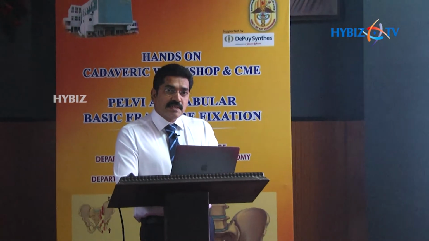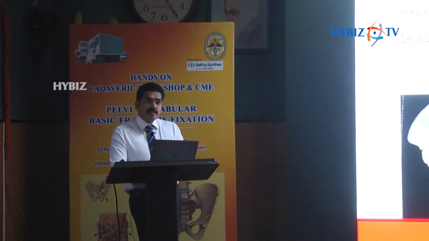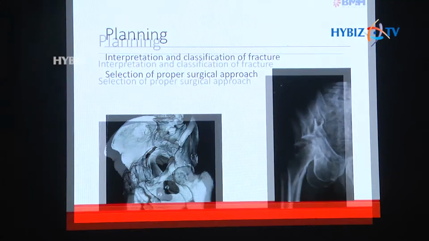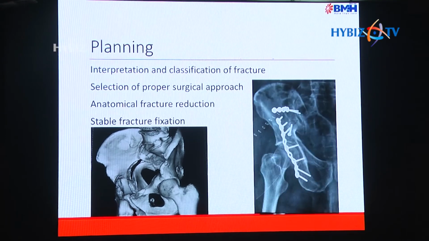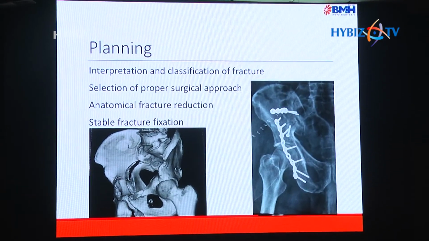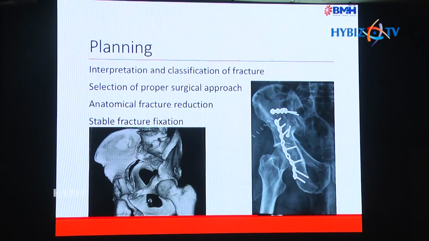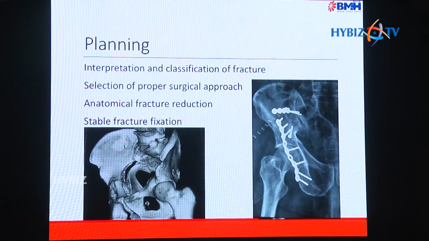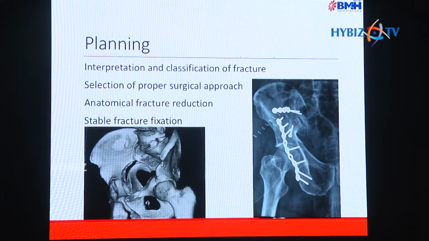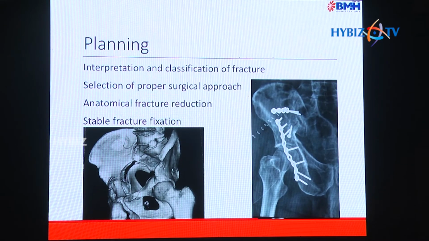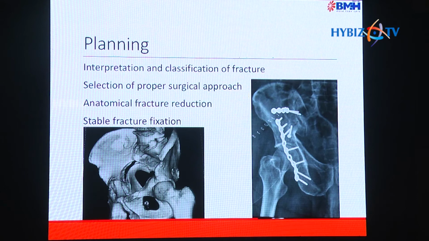Planning includes interpretation and classification of the fracture, which is the most important part of preoperative planning of acetabular fractures, then selection of proper surgical approach, anatomical fracture reduction, and stable fracture fixation. Suppose your fracture classification is different, your approach may be different, you may not get a good anatomic reduction of the fracture, and the end result will be very bad. So interpretation and classification of the fracture is the utmost important factor in acetabular fractures.